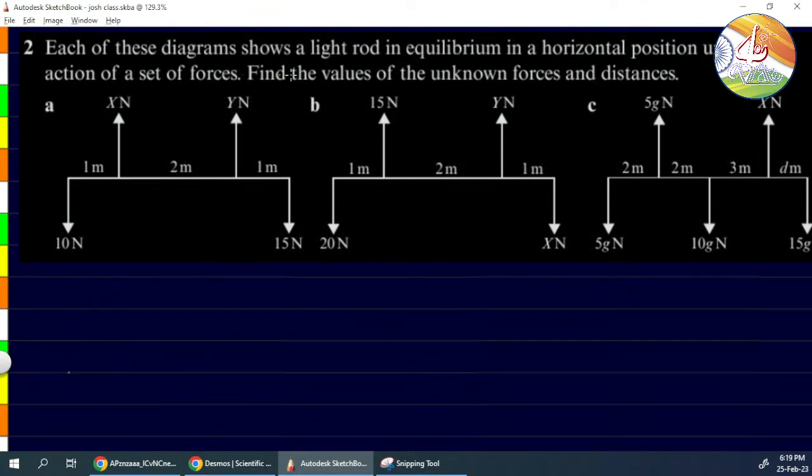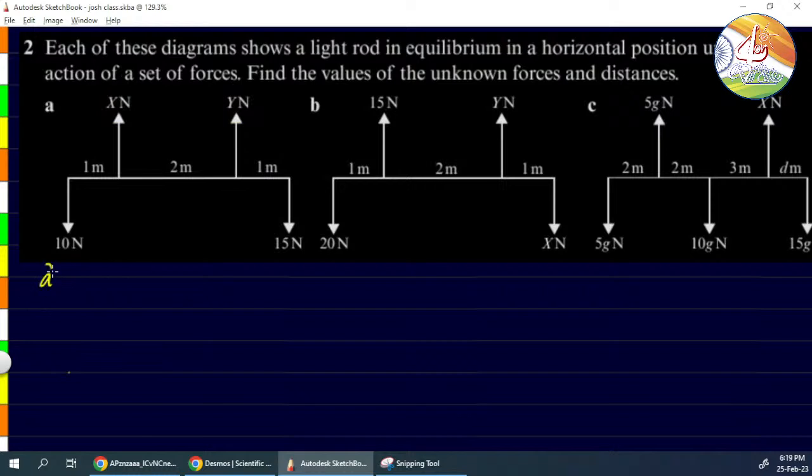Each of these diagrams shows a light rod in equilibrium in a horizontal position under the action of forces. Find the values of unknown forces and distances. Some distances are also unknown here. Like in the third problem, distance d is unknown. In this case, x and y, two forces, are unknown.